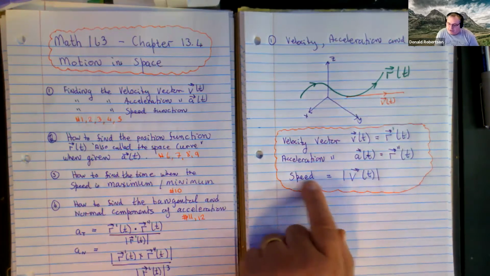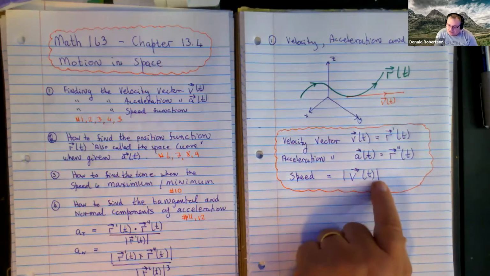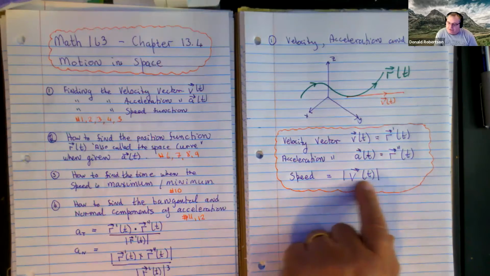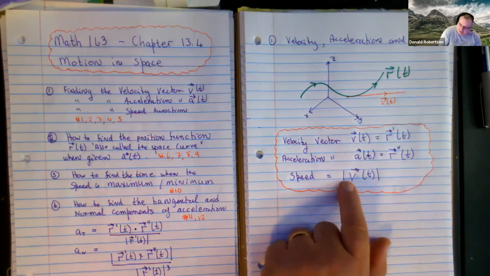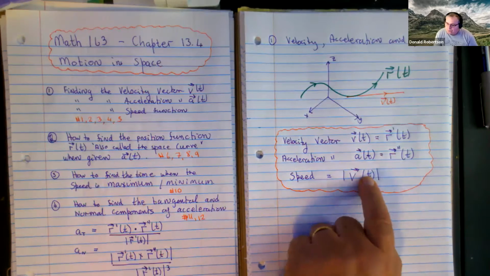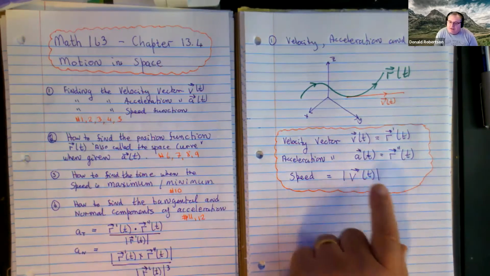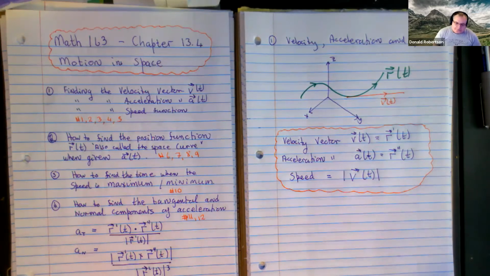And then we've got this guy here, which is the speed. And the speed is a scalar. And what that means is it's a number, or at least it's a function of t, like t squared plus t. These two things are vectors. This is a scalar.